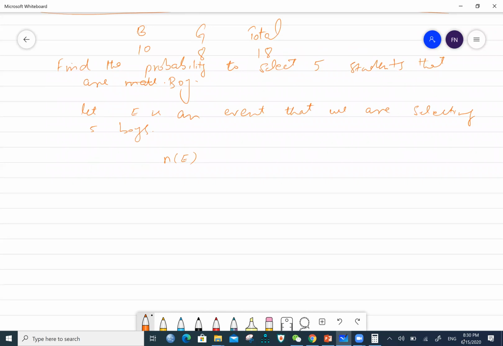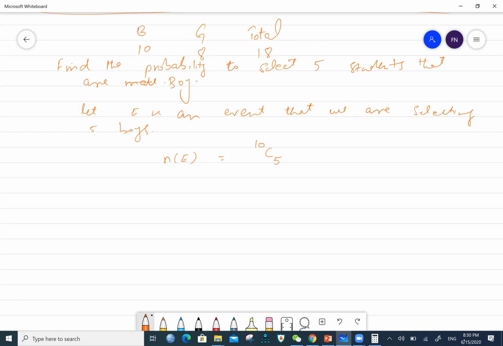Now I am going towards the formal definition of probability. This is how we normally solve the problem. Understand? So n of E: there are 10 boys. Out of 10, we are selecting how many? 5. So it is 10C5. This is the total number of options.